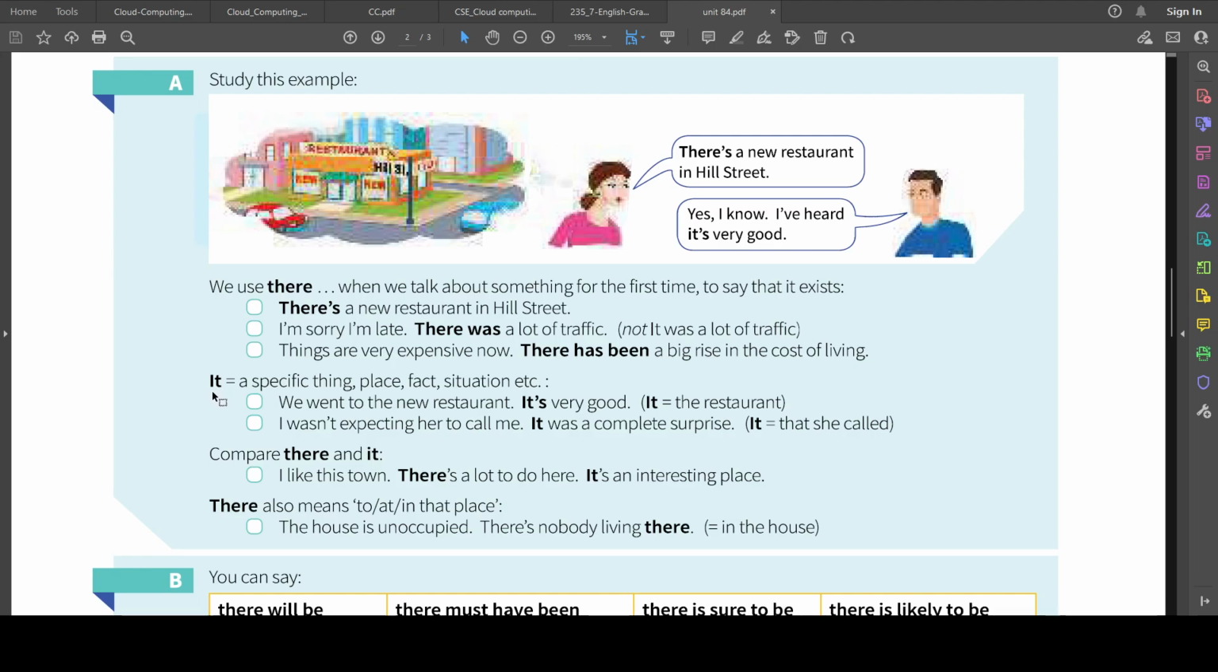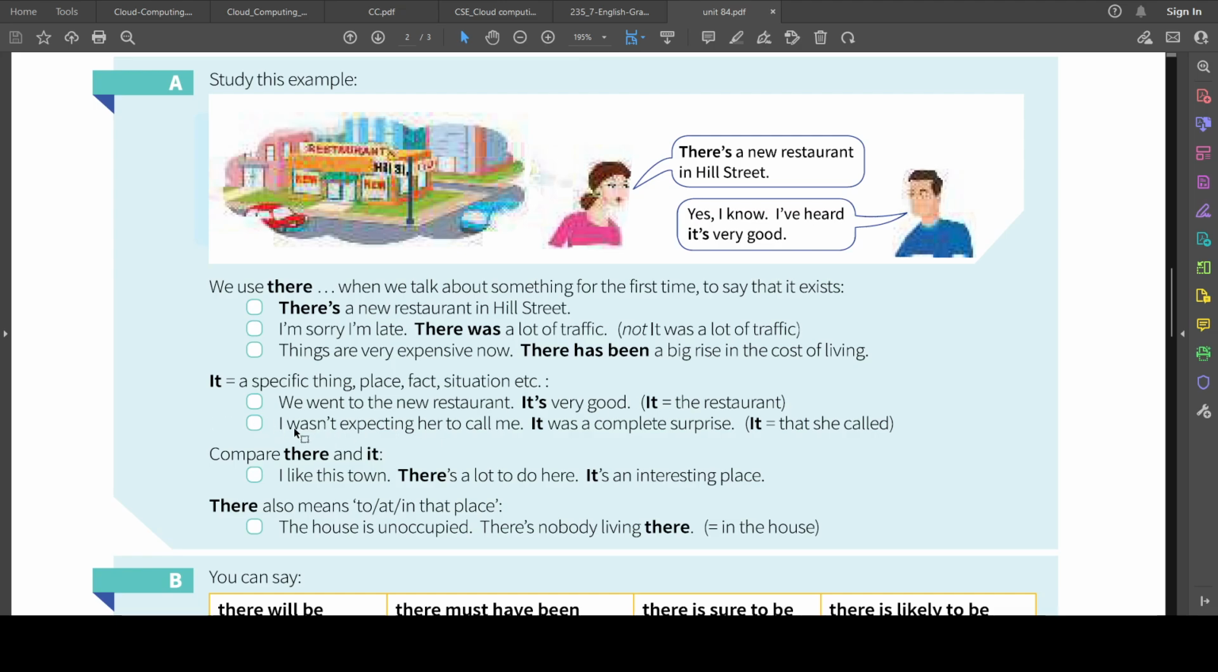So what exactly does it mean in this context? It means a specific thing, place, fact, situation, and even feelings. For example, we went to the new restaurant. It's very good. Check out the expression it's very good. It's referring to the restaurant. So when we use it, we are referring to the object, the restaurant. In this specific context, it means restaurant.